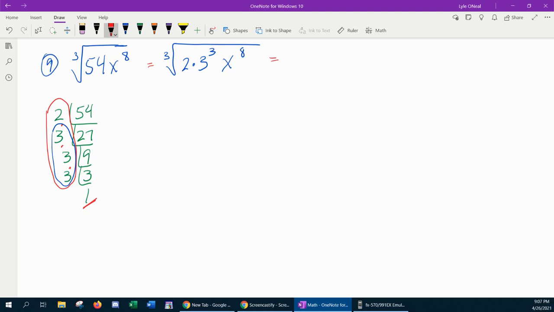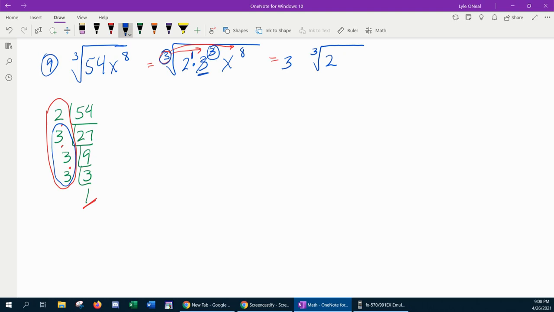Okay, so what you want to do is take the index and divide it into any exponents you have. Since the index doesn't go into the exponent for the factor of 2, 3 doesn't go into 1 evenly, the 2 is going to stay under the radical. Moving to the 3, the index divided into the exponent, 3 goes into 3 1 time, and that means that you can bring out a 3. In fact, all of the 3's come out because 3 goes into 3 evenly.